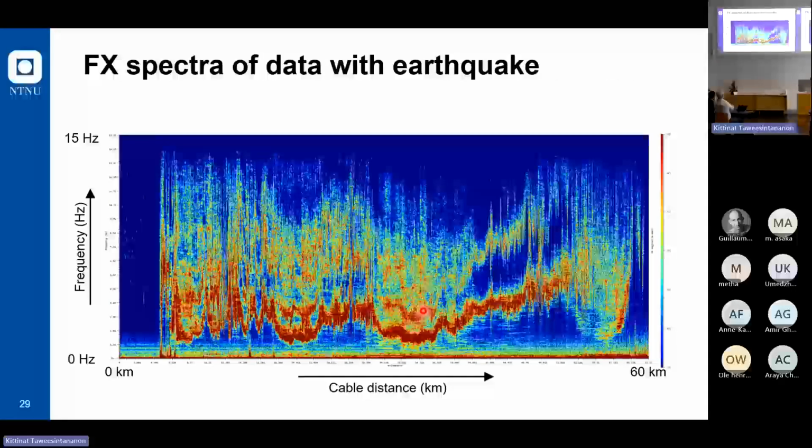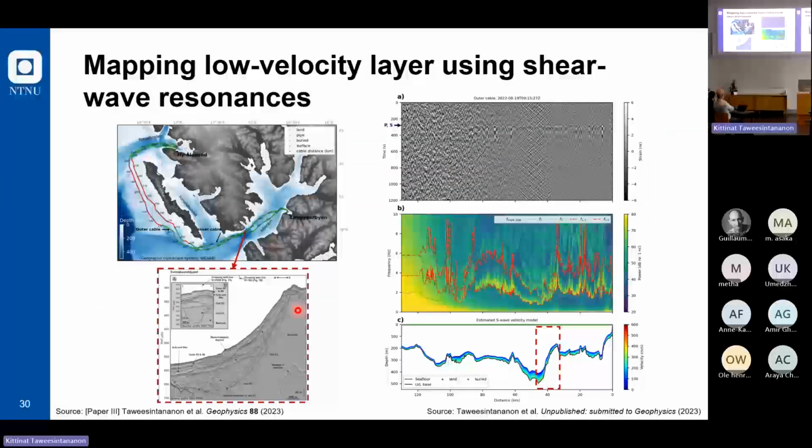But if we measure at the same location of the cable with a significant earthquake, when the earthquake arrives, we see that it boosts a lot of resonance at higher orders. So clearly, in paper 3, we discussed the opportunity of using this kind of resonant frequency to determine the thickness of the subsurface low velocity layer here.